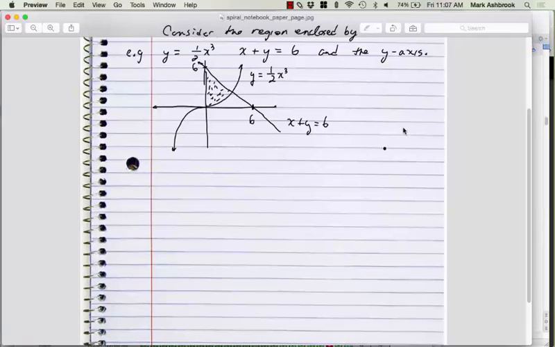Okay, so what are we going to do? We're going to do our typical slice. Our typical slice is going to look like this. Or what do I call it? Strip. Sorry, typical strip. Area equals height times width. So what's the height of that strip? How would we conceive the height of that strip?